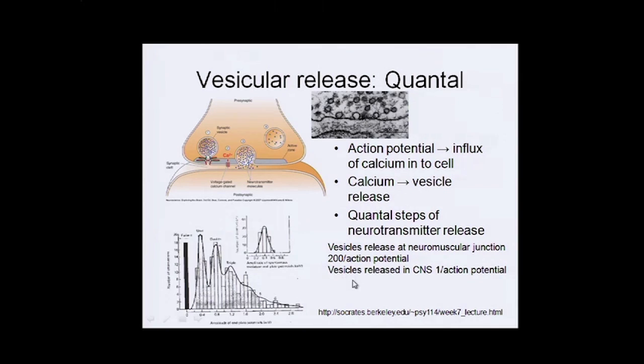And there are about 200 vesicles released per action potential at a neuromuscular junction, whereas in the central nervous system it might be a 1-to-1 ratio. And this is also another mechanism to regulate the response. Because if you have a lot of neurotransmitter going through, you're more likely to get a response than with one particular neurotransmitter.